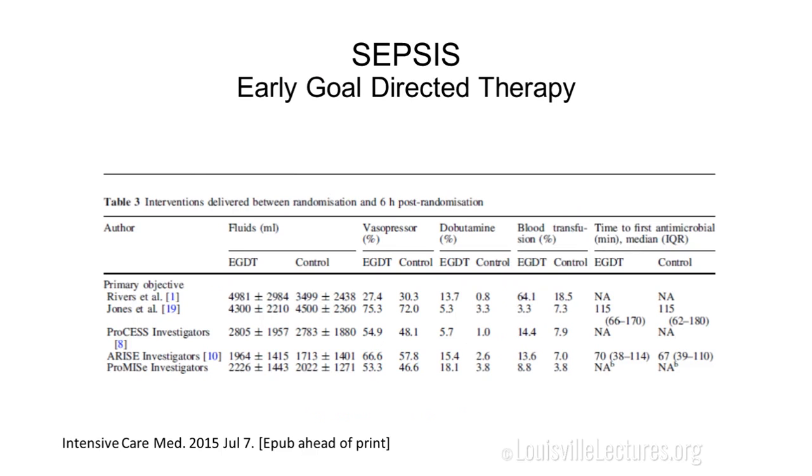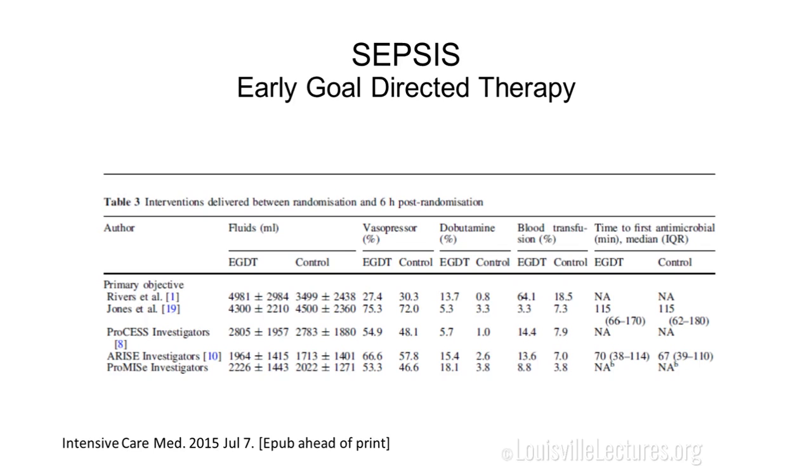So this is just to show that despite the fact that there was no mortality benefit, it's important to realize that the amount of fluid that these patients got was kind of similar. For instance, in this study here, the early goal-directed therapy got 2.8 liters, and the control group got 2.7 liters. In this study here, the early goal-directed therapy got 1.9 liters. This is the first 6 hours, okay? And the control group got 1.7 liters. And in this one, the early goal-directed therapy got 2.2 liters, and the control group got 2 liters. So they received more or less the same amount of fluids, okay?